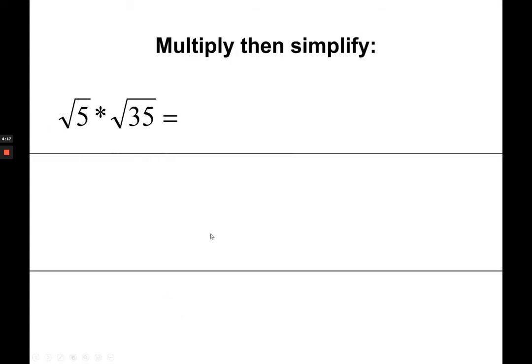5 times the square root of 35, you have 175. What you can do is simplify this by factoring. You have 25. Divide the whole expression by 25, you actually get 7. 25 times 7 is 175, and the square root of 25 is 5.